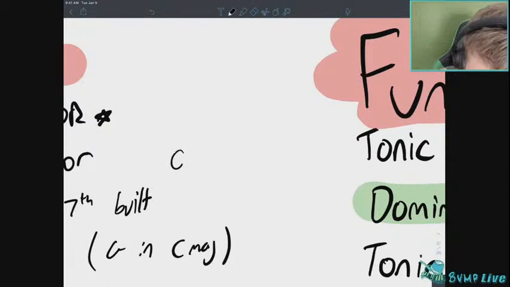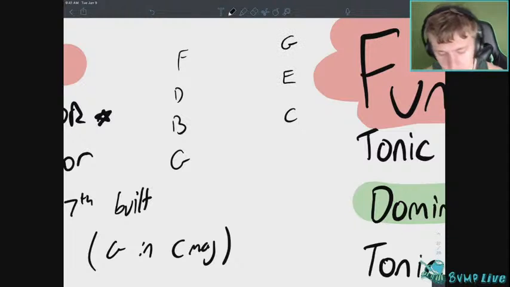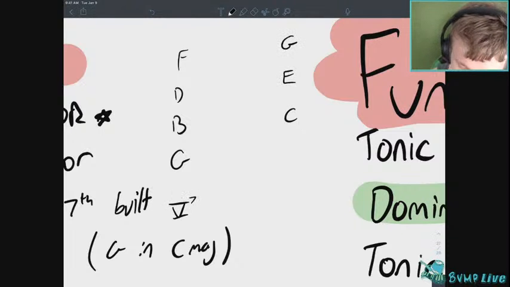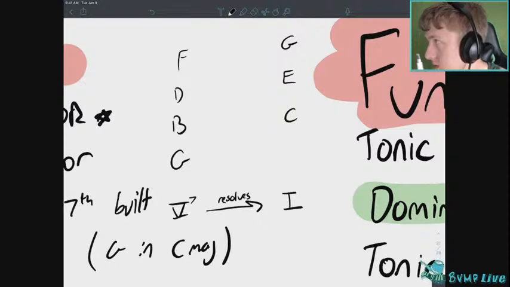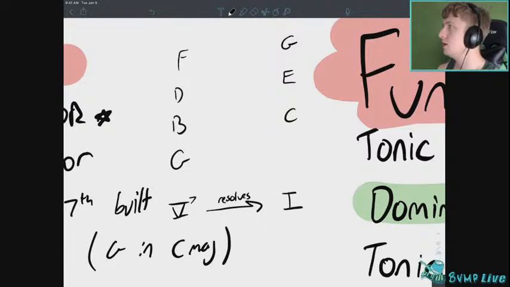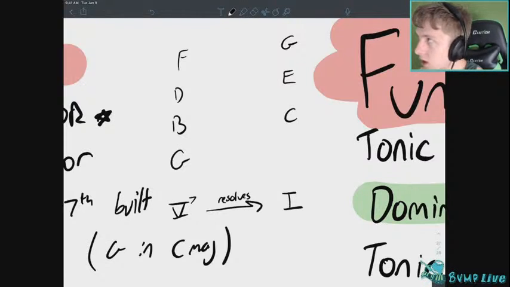So we have G, B, D, F, and then we have C, E, G. So the 5, 7 to the 1. This is the resolution that we're trying to break down. So we're trying to figure out why this resolves to 1. And it's because the notes within resolve to other notes within, and you have a lot of them going on.